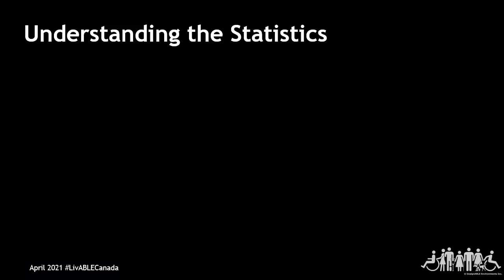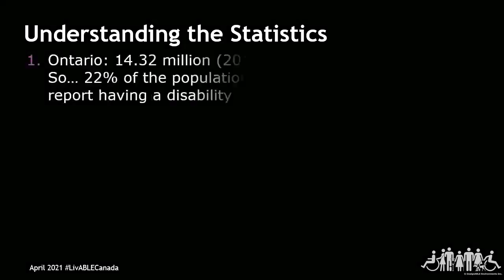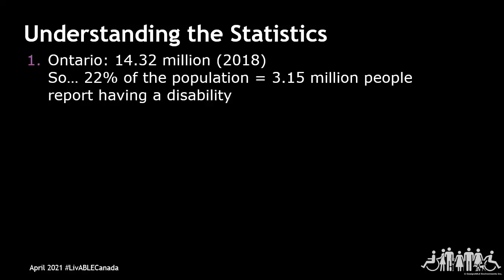So understanding these statistics, when you start talking about percentages, it can be hard to understand what that means. So if we just thought about that from the Ontario perspective, where we had a population in 2018 of 14.32 million people, at 22%, that would mean 3.15 million people reported having a disability. That would mean 3.1 million people who need to be finding housing that accommodates their accessibility needs.